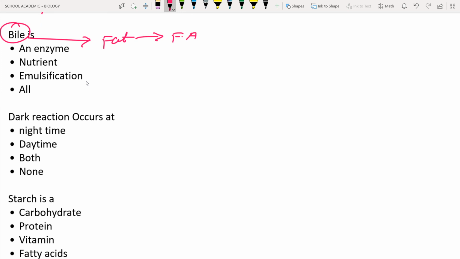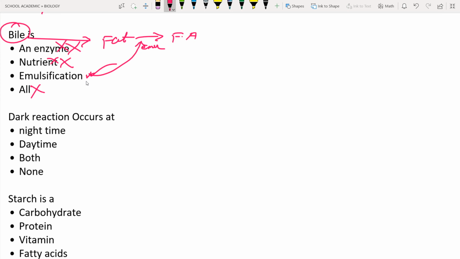Just now we have discussed that bile is not an enzyme, but it is involved in digestion. So we cannot go for the first option. The next option is nutrient. It is not at all a nutrient. It is a digestive juice. So, emulsification. What is meant by emulsification? The conversion of fat into fatty acids by bile juice is known as emulsification. The fourth option says all. If the first option is wrong and the second option is also wrong, then this option is also wrong. So the correct option is emulsification.